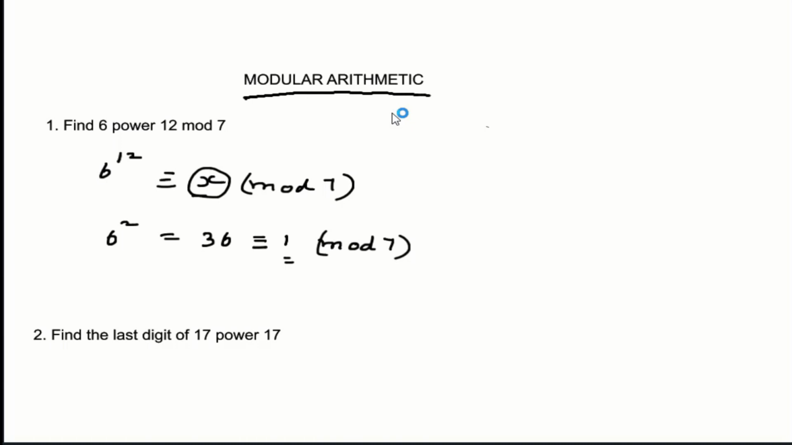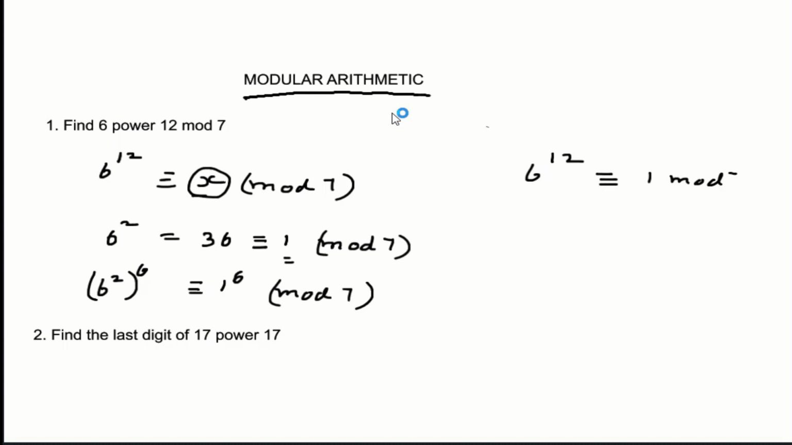Now I want 6 power 12. So raising it to the power 6 on both sides, I get 6 squared, the whole power 6, is congruent to 1 power 6 mod 7. So I can write 6 power 12, because (a power m) power n is a power mn, and therefore 6 power 12 is congruent to 1 mod 7. This is the answer. Find 6 power 12 mod 7: the answer is 1.